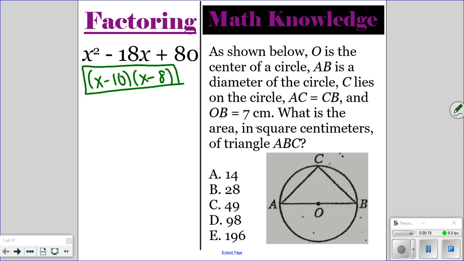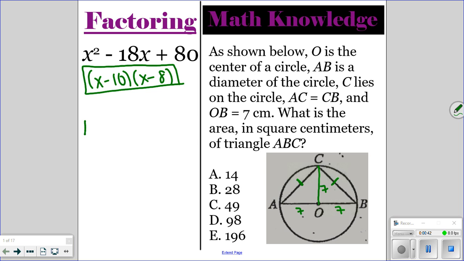For the math knowledge question, it tells us that AC equals CB and OB is 7. What is the area in square centimeters? So if this is 7, that means that this other side is 7 because those are both a radius. And then this is also a radius, so it is 7.